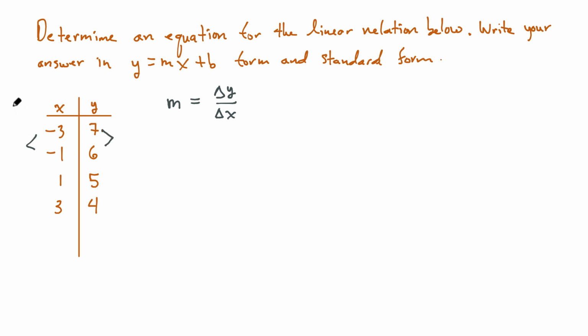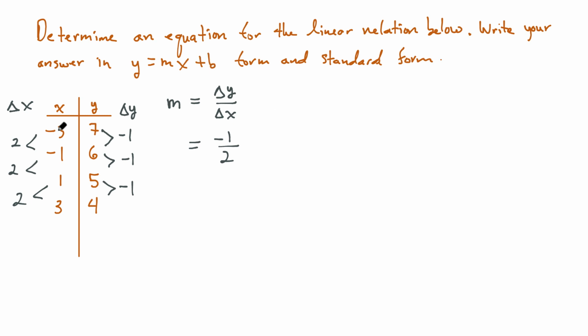When x increases by 2, so when we have a change in x of positive 2, let's see what happens to y. Well, y decreases, so our change in y would be negative 1. So when x increases by 2, y decreases by 1. So our slope is equivalent to negative 1 over 2. The next thing that we're tasked with determining is what is the y-intercept.